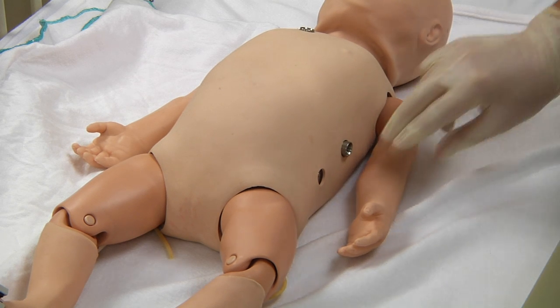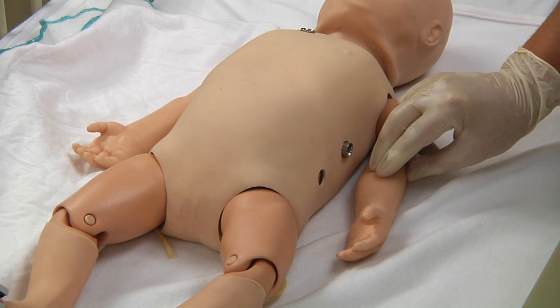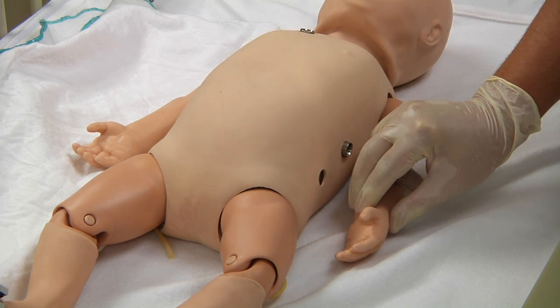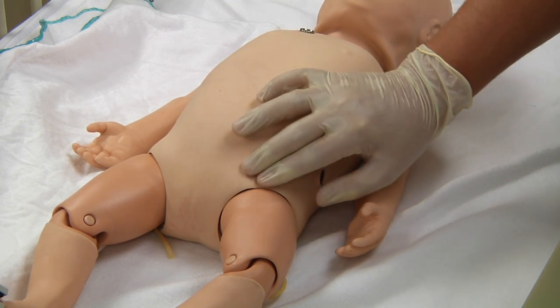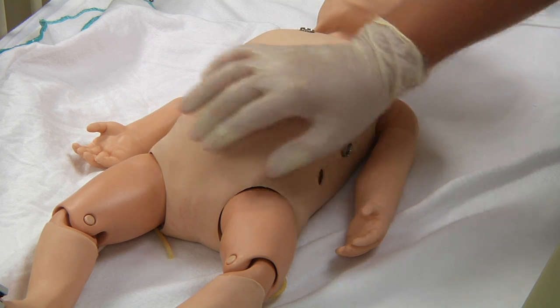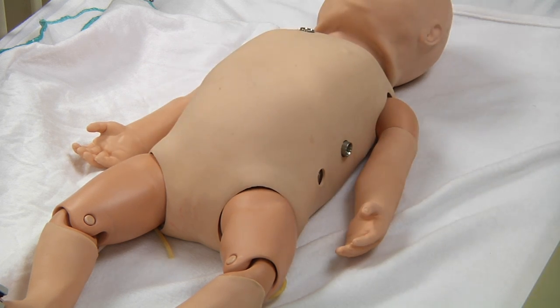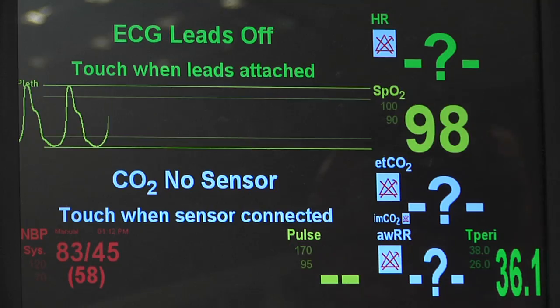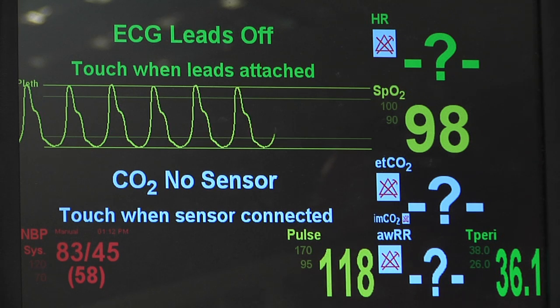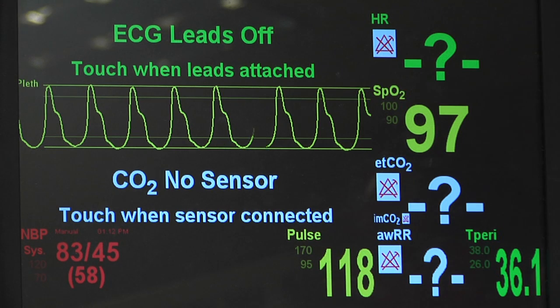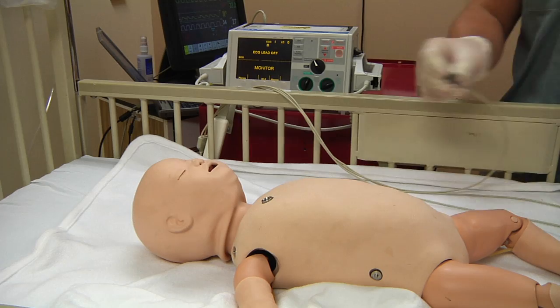Three pulses can be palpated on the simulator at the brachial, radial, and femoral sites. The pulse strengths are variable depending on blood pressure. Care must be given to apply gentle pressure, as too much force will eliminate the pulses. The SimBaby has a pulse oximeter that can be attached in the usual fashion. Oxygen saturation levels will be displayed on the monitor.